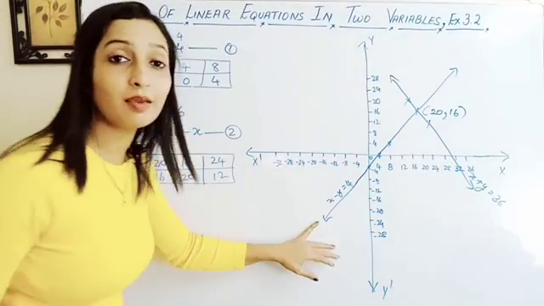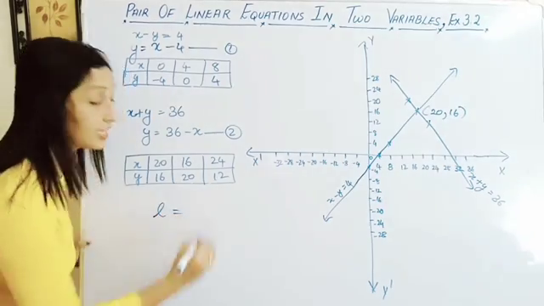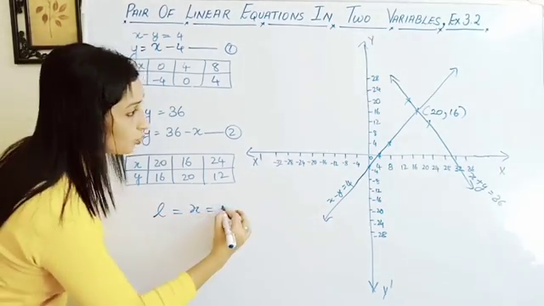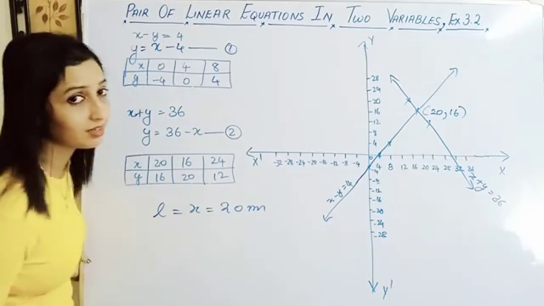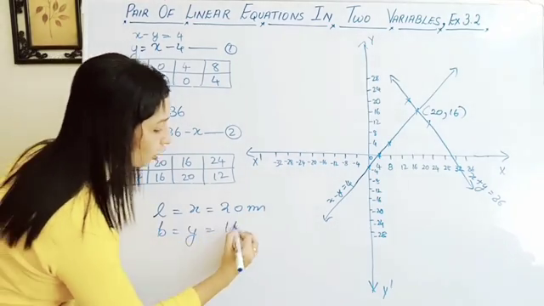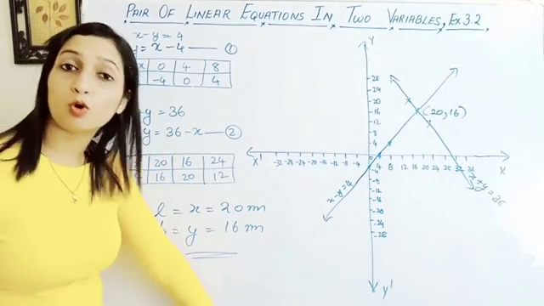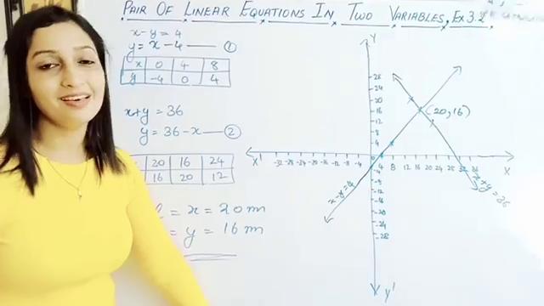So what are the dimensions of the rectangular garden? The dimension, we have taken the length as x, which we got as 20 meters, and breadth we took it as y, which we got as 16 meters. So this is our answer. Let's move on to our next question, which is question number 6.